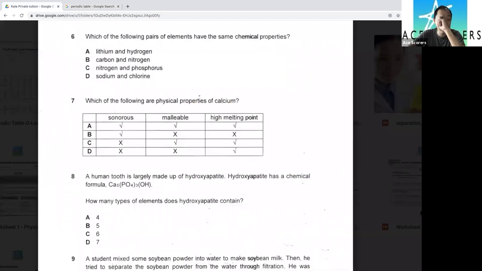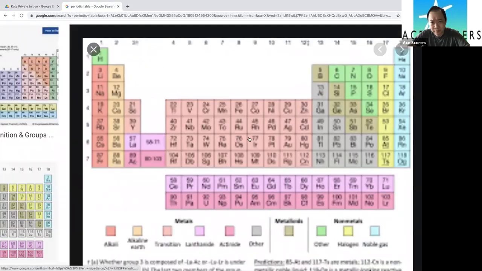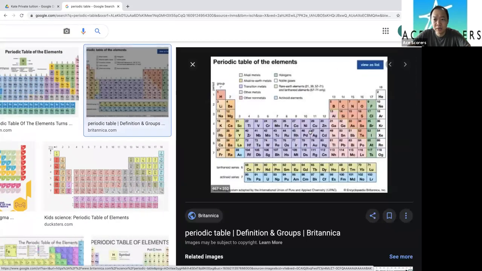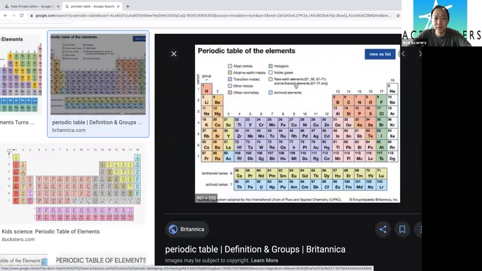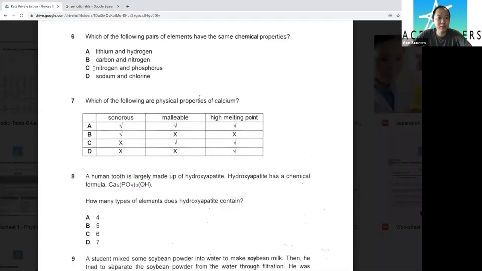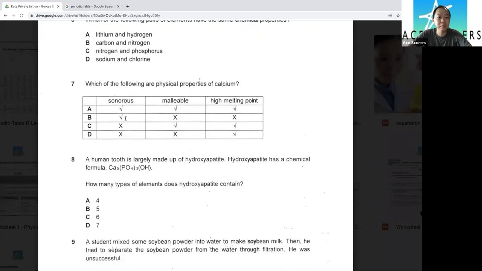Lithium, hydrogen, no. Carbon and nitrogen, they are not in the same group. Nitrogen, phosphorus, sodium and chlorine, no, they are not in the same group. Nitrogen and phosphorus. Let me find a good periodic table. Nitrogen is here, phosphorus is here, so they are in the same group. And because they are in the same group, they have the same chemical properties. So the answer is C.